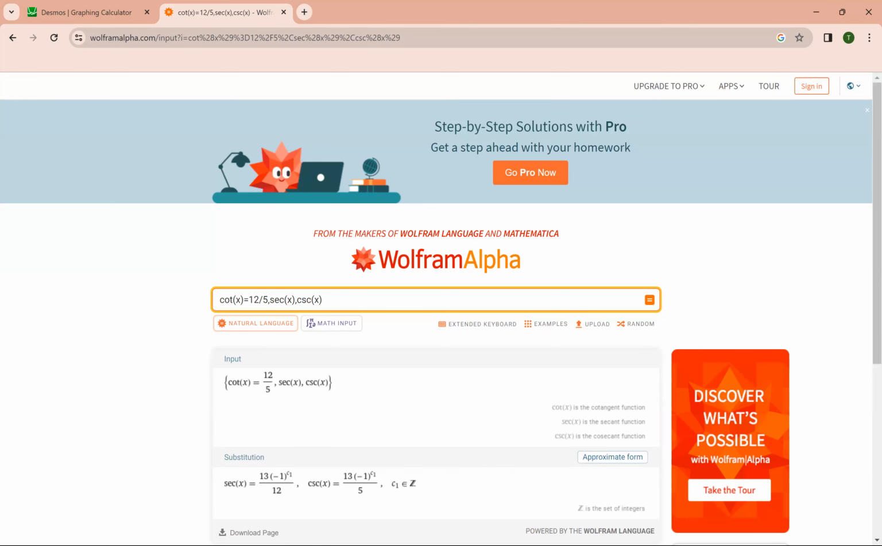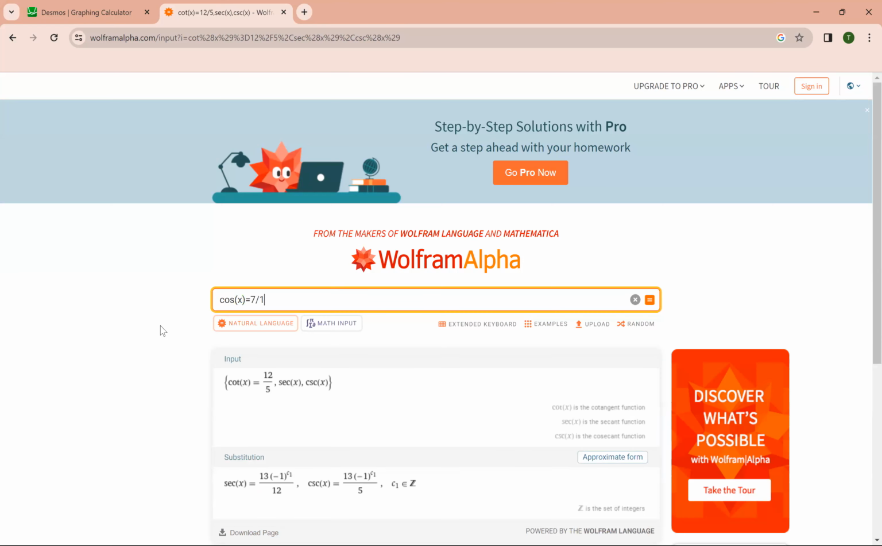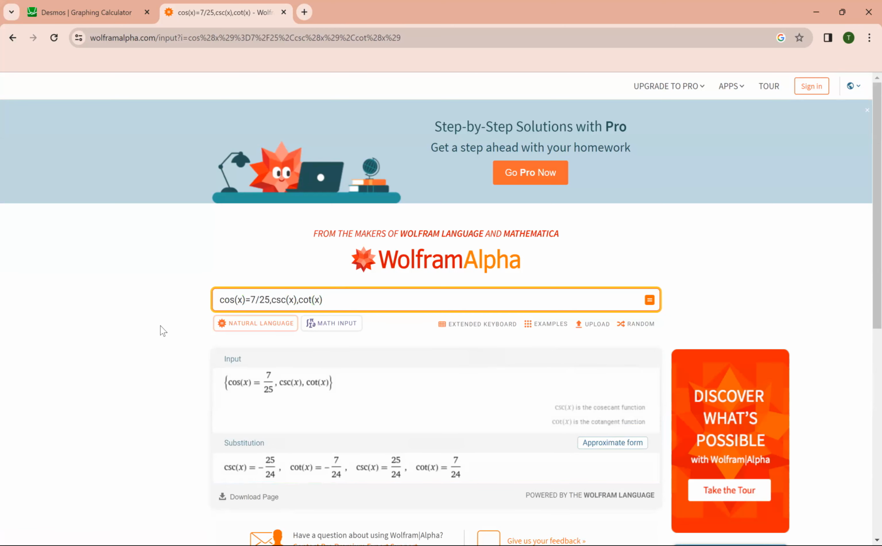It's the same thing. So in quadrant 1, everything's positive. We love quadrant 1. 7 over 25. So we're looking for cosecant of x and cotangent of x. So you want to choose the positives there. So cosecant is positive 25 over 24. Cotangent is 7 over 24. CSC is positive 25 over 24, and cotangent 7 over 24.